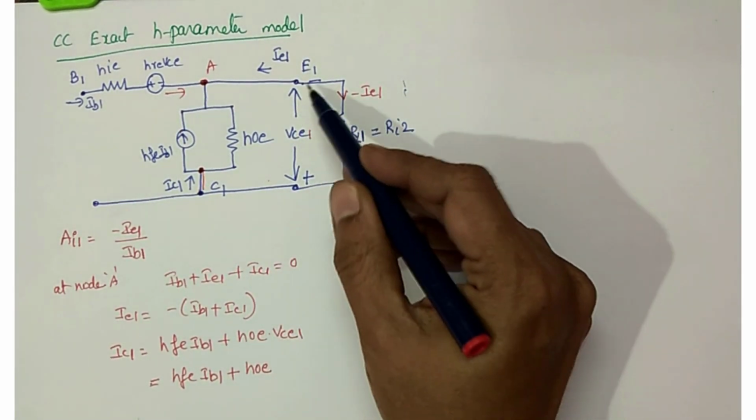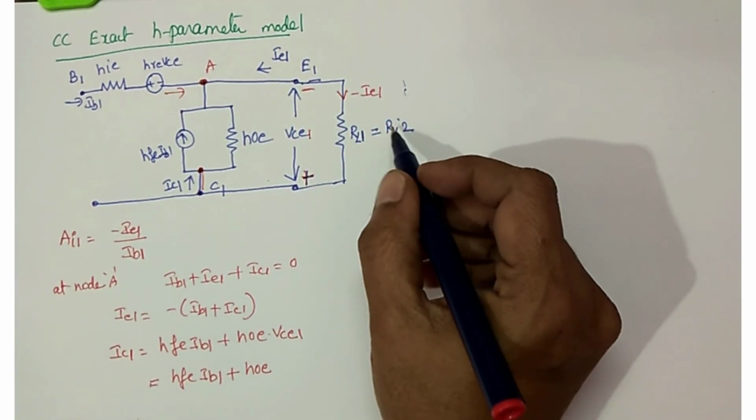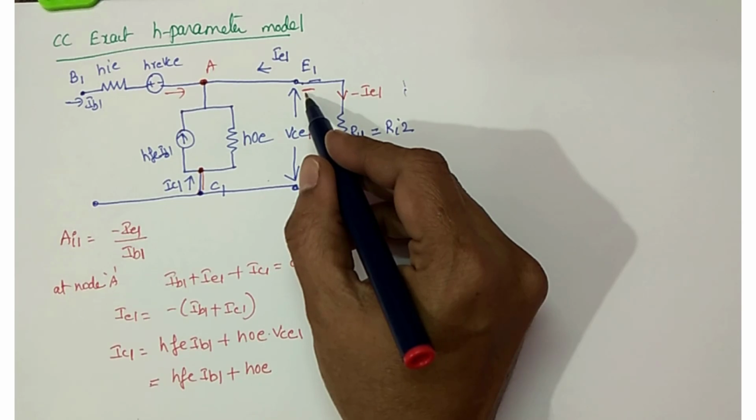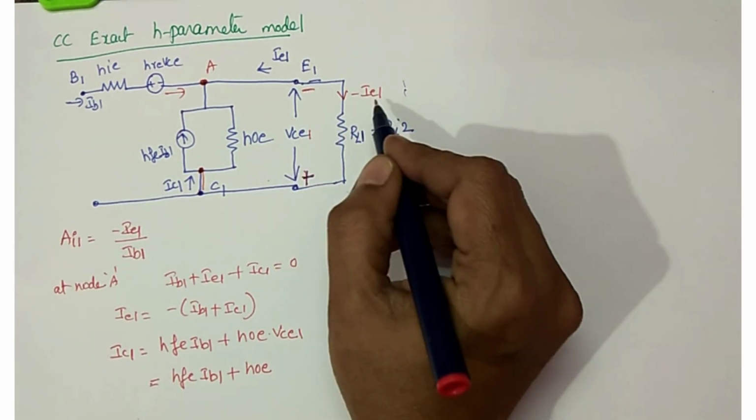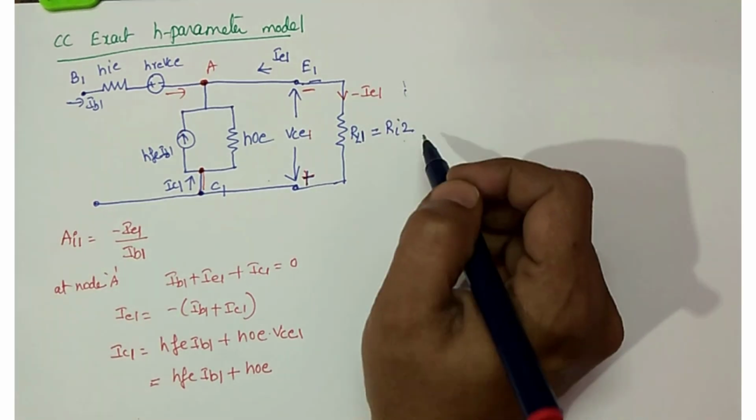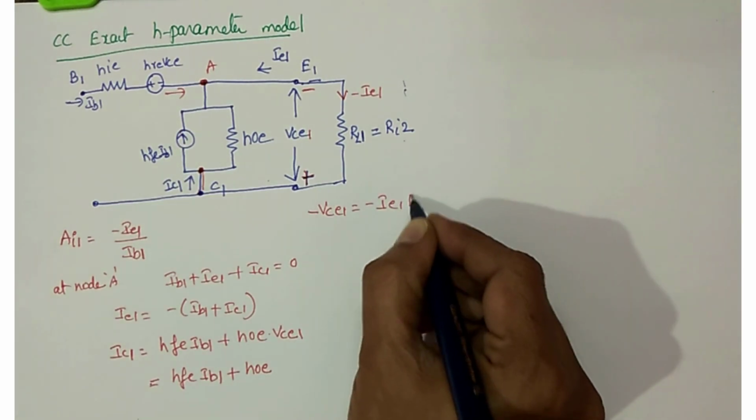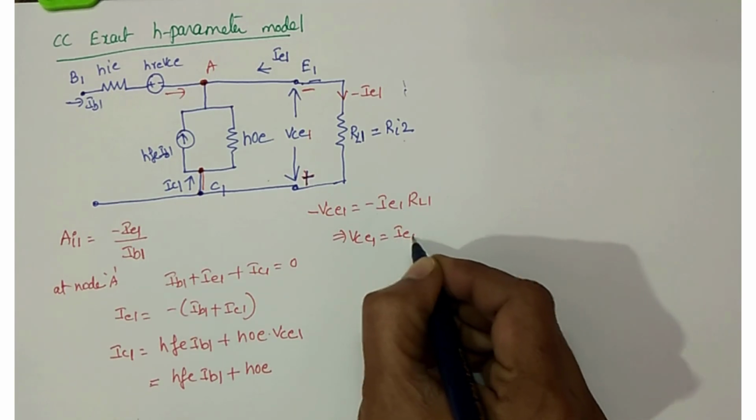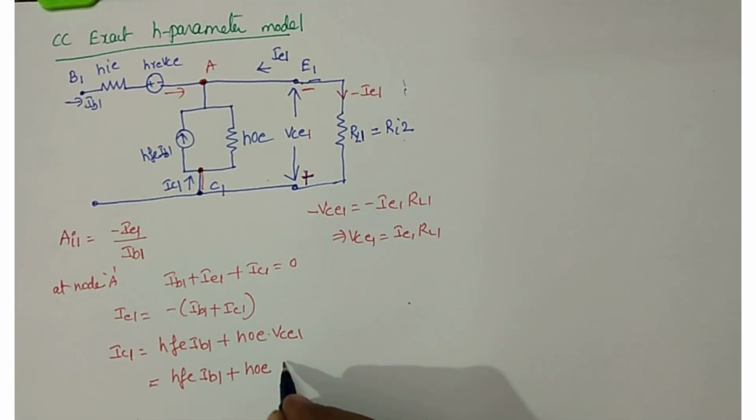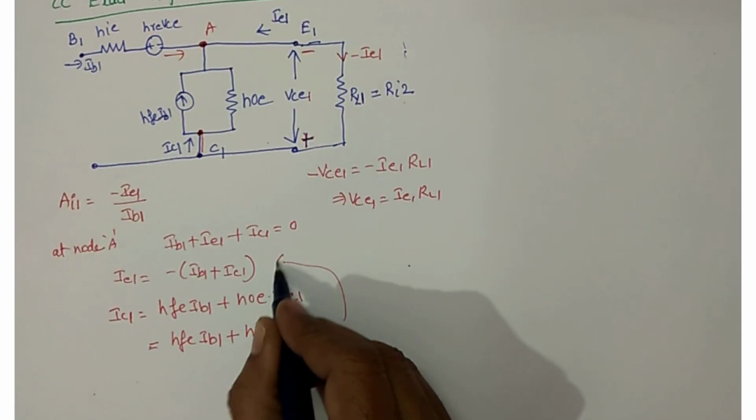See this? This is minus and this is plus for VCE1. So what is this minus VCE1? If you take this terminal as reference, minus VCE1 is nothing but minus IE1 into RL1. Minus VCE1 is nothing but minus IE1 into RL1. Therefore, VCE1 is equal to IE1 into RL1. So now substitute simply IE1 into RL1. Now substitute this IC1 into this expression.